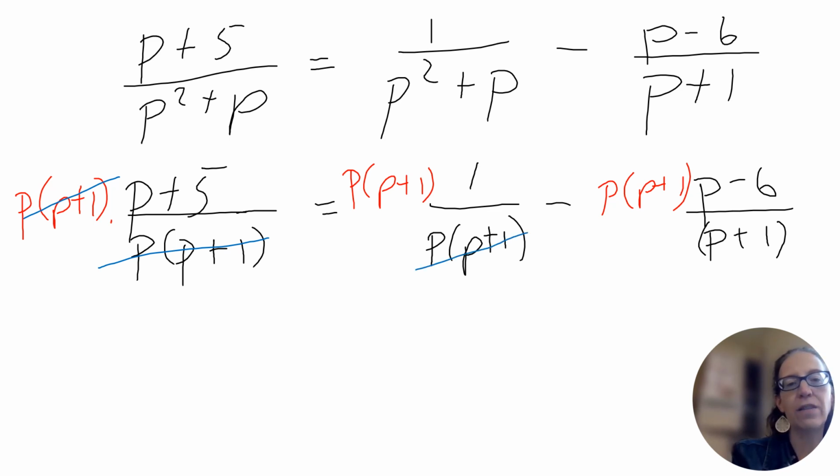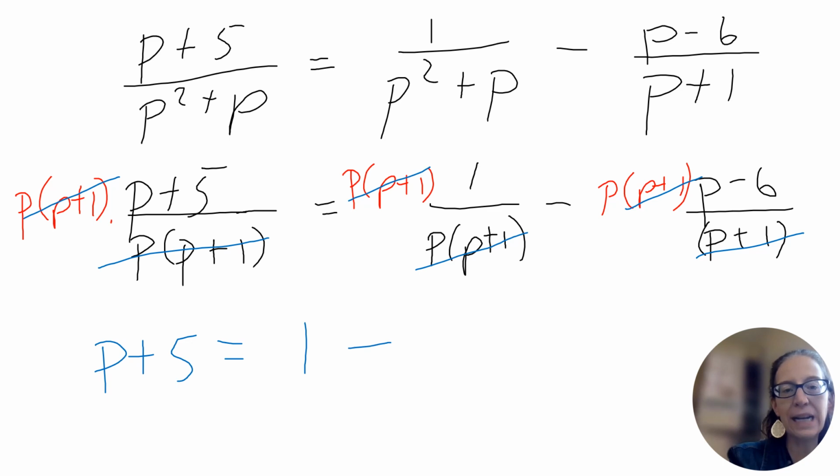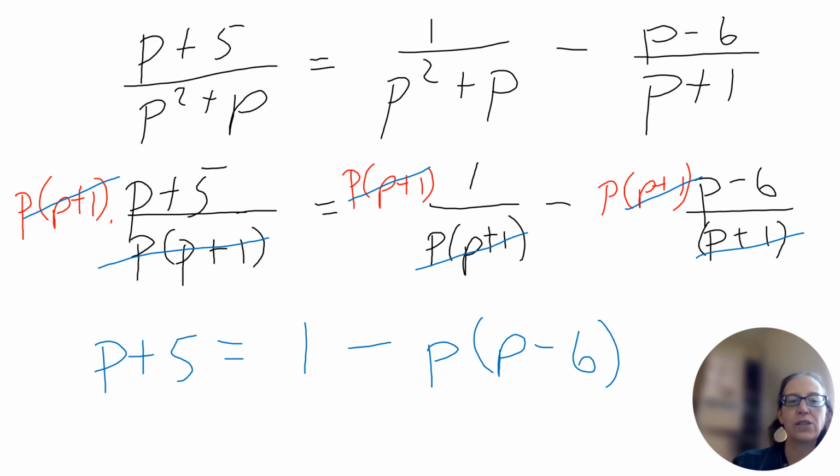Then we have them canceling out here. Now, this is going to get a little bit stickier on this particular problem. I can't cancel everything out, but I can cancel the p plus 1s out, and that's why it's nice to put that in parentheses. So after I go through this step, I now have p plus 5 equals 1 minus p times p minus 6. So that's where we're at.